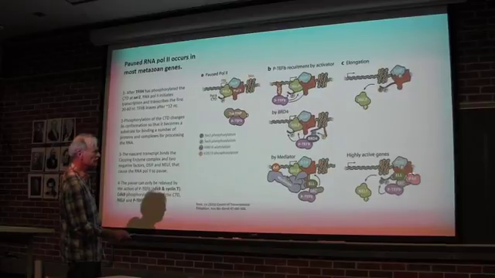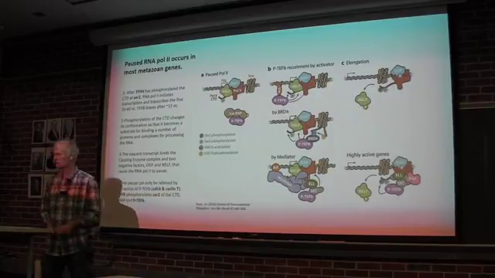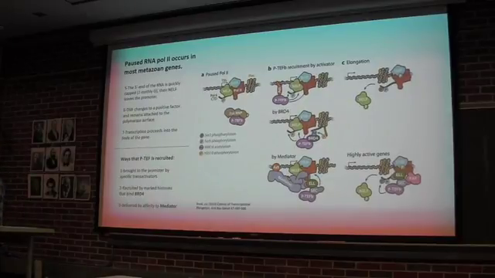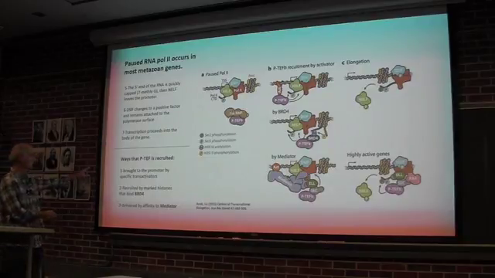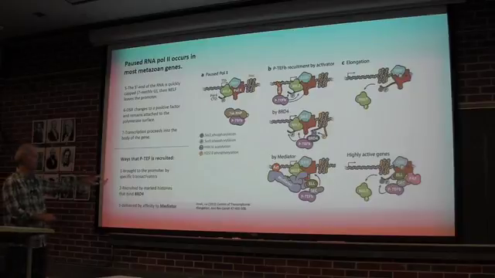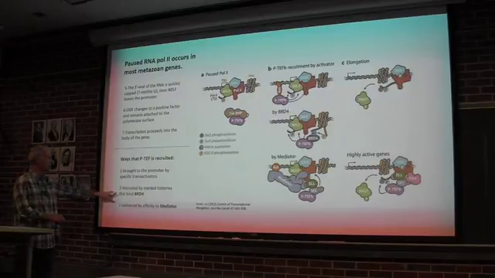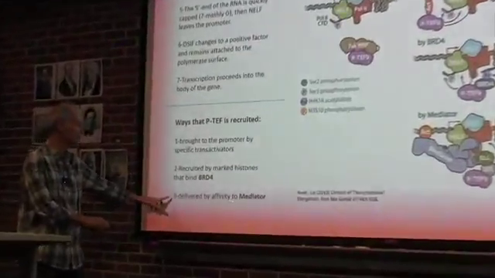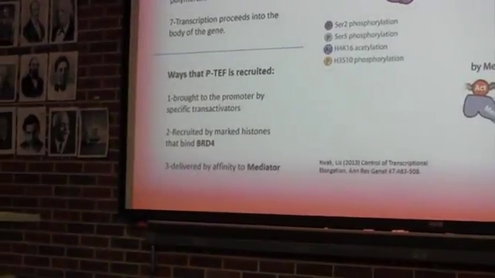PAF. Is that polyadenylation factor? Might be. Anyway, that's enough. Here are 3 ways right here: promoters are brought in by specific activators, by marked histones, which bind BRD4, which is a bromodomain, and delivered by affinity to mediator.